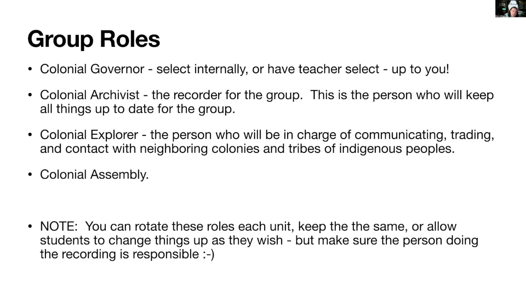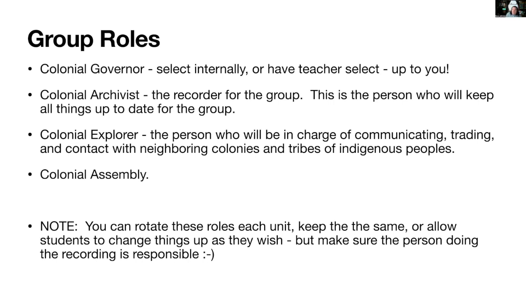You'll all work together. So if it's a group of 6 and the group has a question, they will let the governor know what that question is, and the governor is responsible for going to you, the teacher, to ask those questions. If they want to know more about, hey, how much food do we have, or how many people are in our colony, the colonial assembly will ask the archivist. And if you really desperately need some food and you don't have any, you are going to send your colonial explorer out to other groups to try to trade with them. So think about who you put in those 3 roles, and everyone else is part of the assembly.